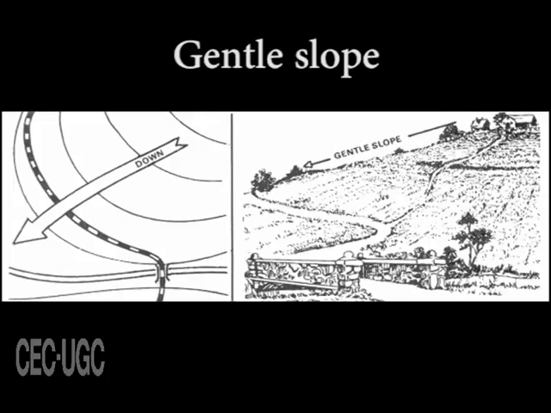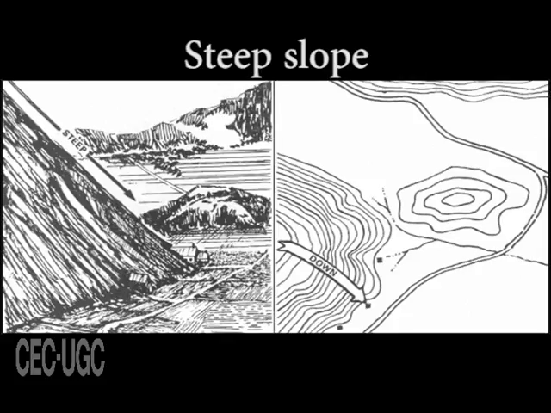Gentle slopes, where the contour lines showing a uniform gentle slope will be evenly spaced and wide apart. The second kind of slope could be a steep slope. In such a slope, the contour lines showing a uniform steep slope on a map will be evenly placed but close together. Remember, the closer the contour lines, the steeper the slope.